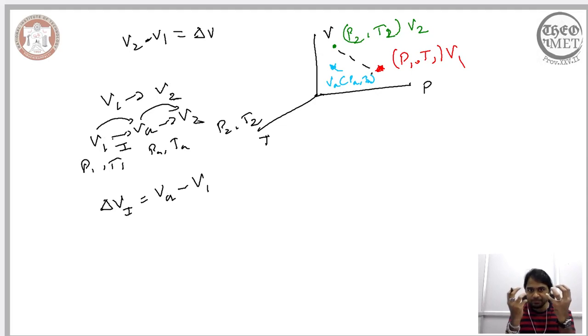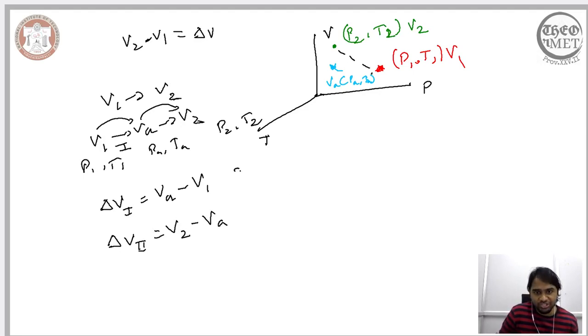So this change in the volume for this first set of change, that is V1 to VA, can be expressed as, the first set of change is represented by this numerator here, and it is nothing but the difference between VA and V1. Now in the second set of change, after V1 reaches VA, it moves to V2, and this change can be quantified as V2 minus VA.